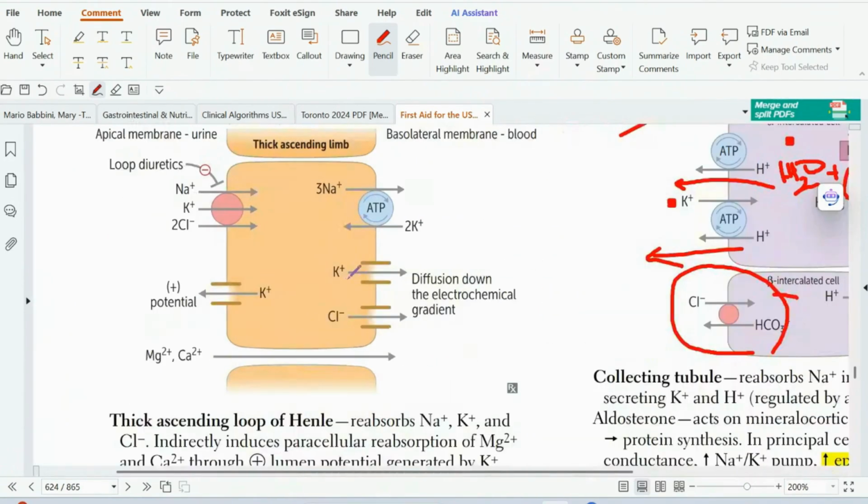Two, thick ascending limb. How do furosemides work? Sodium, potassium, and 2 chlorides. Massive amounts of movement of ions. That's why they say furosemide is such a good diuretic.